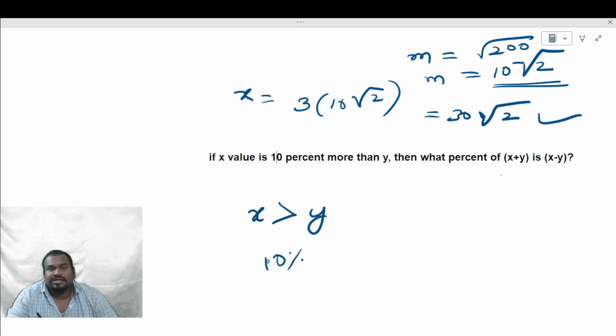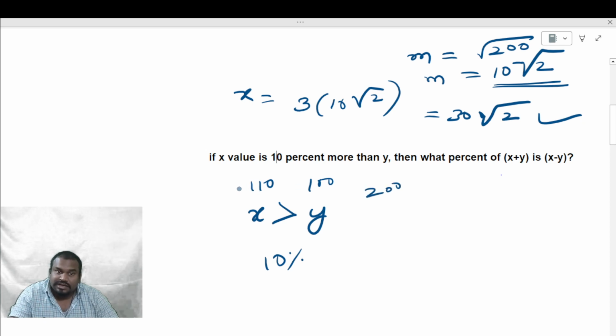It is not the value. It is not saying x is more than y by 10. It is not saying that. Not a value, it is percent. He's saying 10% more. 10% means suppose if y is 100, then it will be 110. Suppose if y is 200, x will be, it's not 200, it is 220. Why 220? 10% of y is 20. So that 20 should be added to 200, then it will become 220, like that.